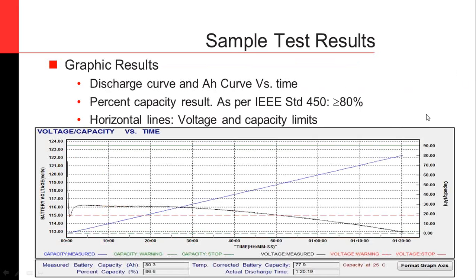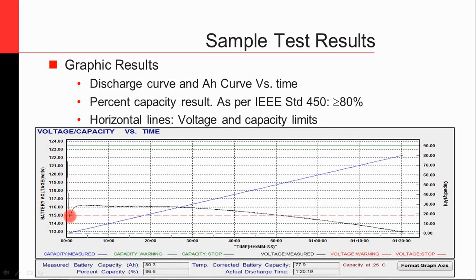Now looking at some sample test results, what I have here is on my x-axis, this is time, and this is pulled from the software that we use called PowerDB. And then on this axis, the y-axis on the left-hand side, I have my voltage, and the y-axis on the right-hand side I have my capacity in amp hours. So this black curve here is my voltage.